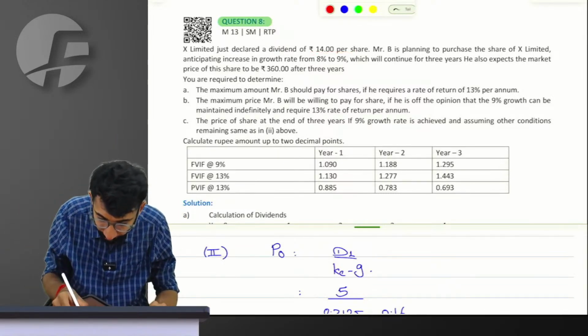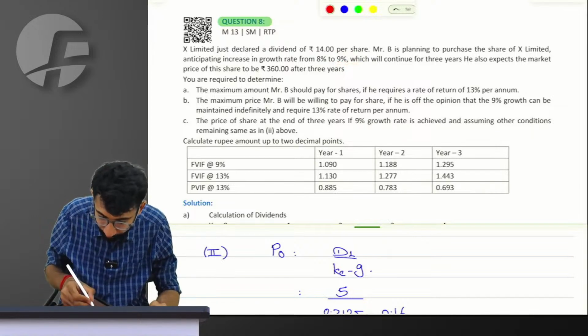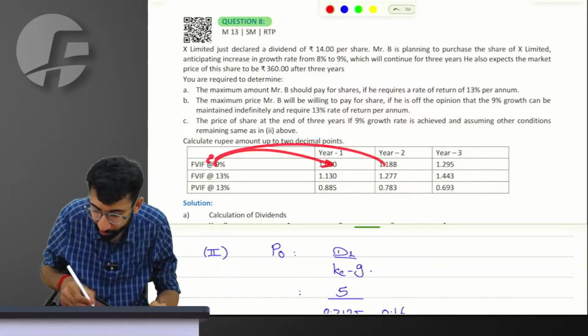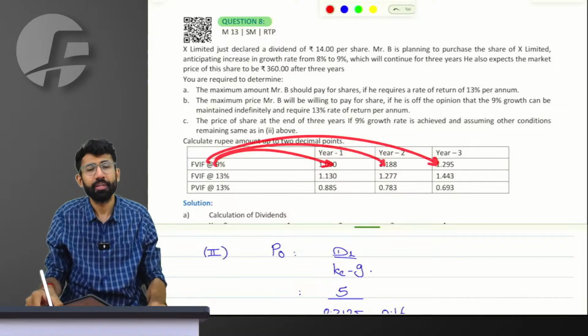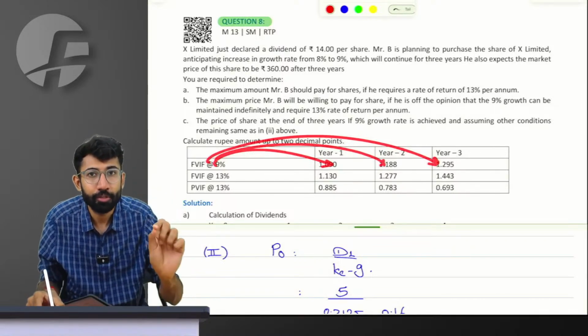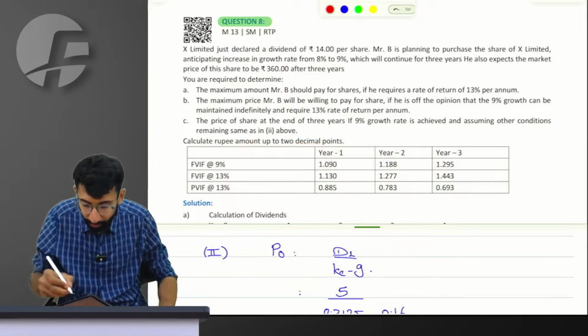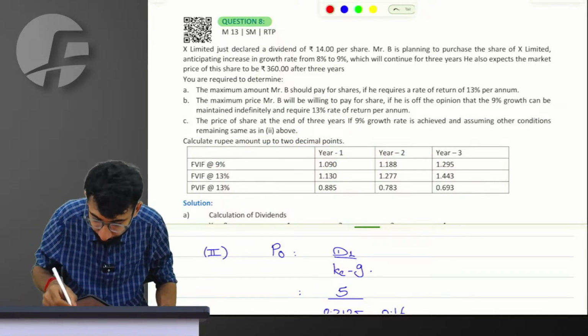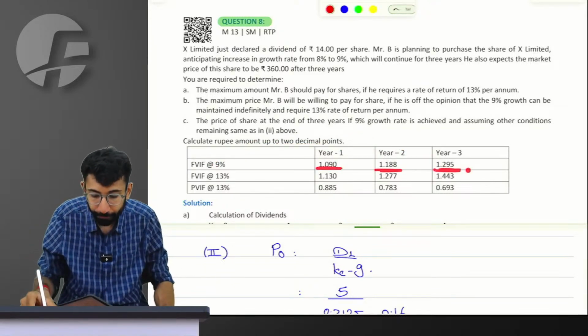What is the growth rate? 9%. What are the factors given at the rate of 9%? These are the factors given. Let me tell you, if the examiner gives you factors, you should never use the factors that you calculate. Clearly follow what they have given.